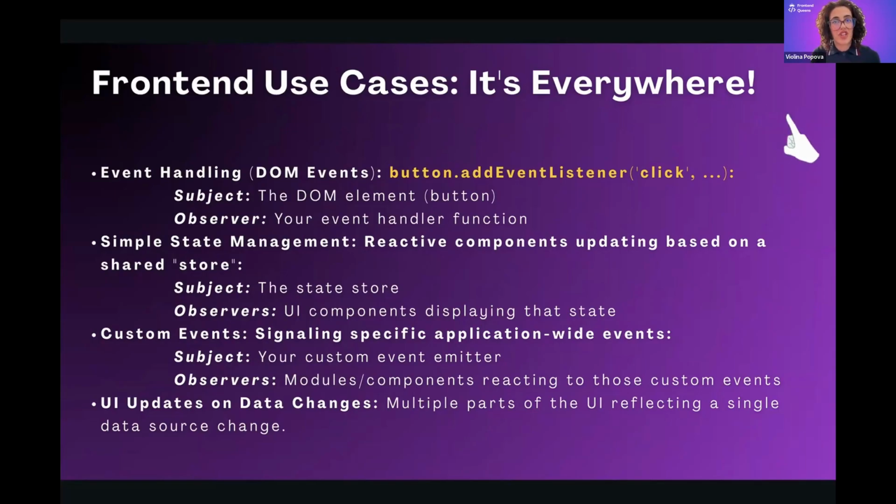When a piece of data changes, for example, a user's name updates, multiple parts of your UI might need to reflect that change. For example, a profile header, a user list, a welcome message. The observer pattern ensures all these dependent UI elements are updated automatically.